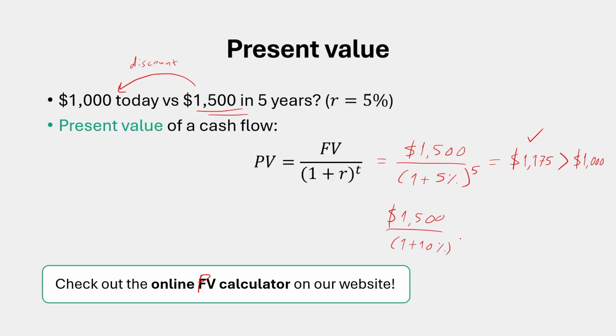Because now the interest rate is higher, I'm discounting more heavily, so the present value will be smaller. In fact, it will be 931.4, which is now less than $1,000. So if the interest rate is 10%, actually it's better to go with $1,000 today.